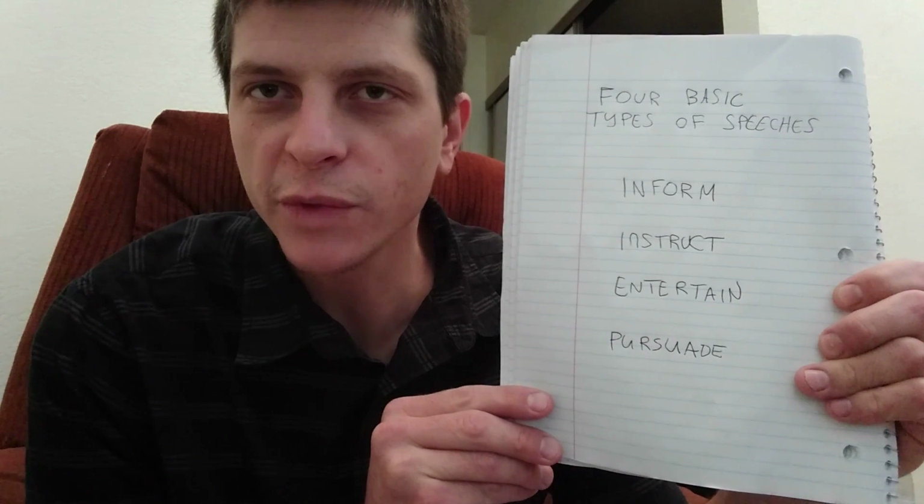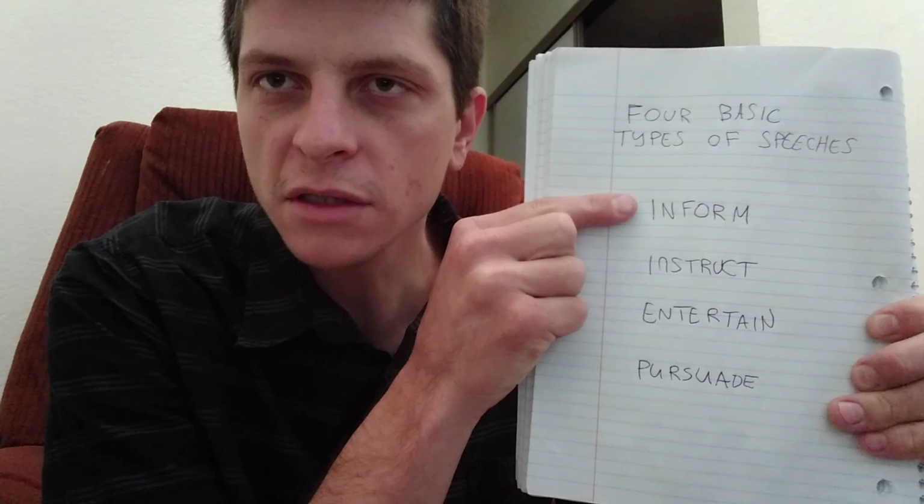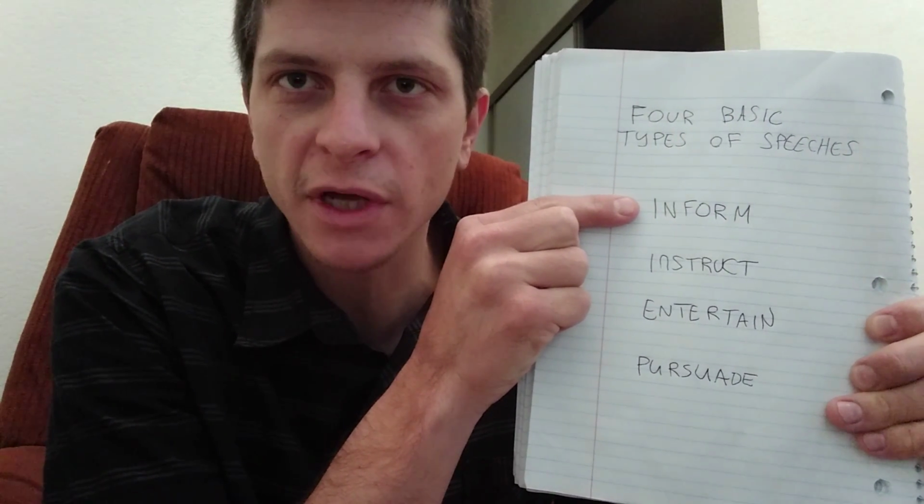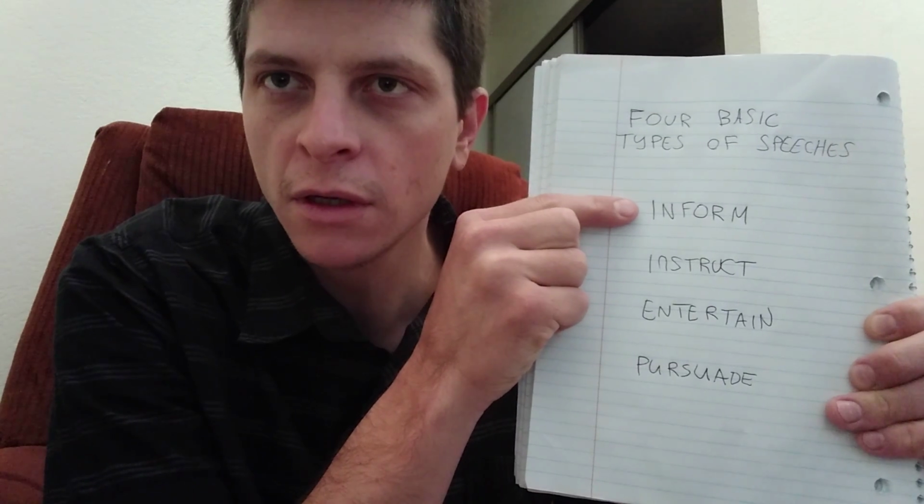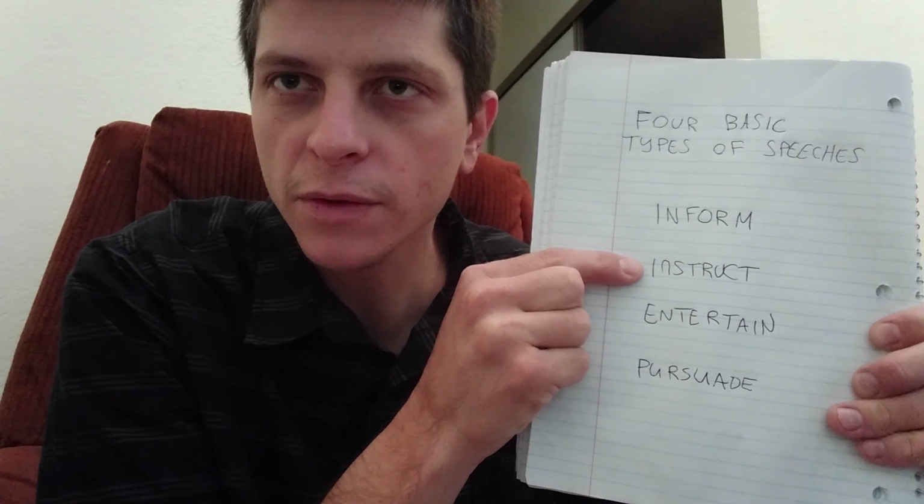Okay, four basic types of speech. I think there's only three, but here's the four that I found on the internet. People are going to inform you about things, and that's kind of nice if you can be informed. A lot of times in my family, nobody tells me what's going on until it's time to do it or whatever. Instruct, that's what I do.